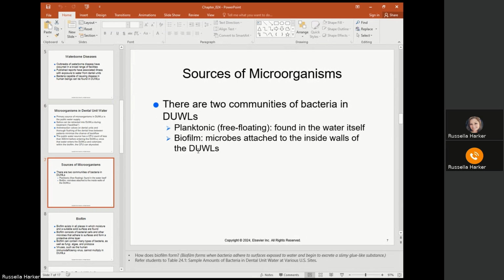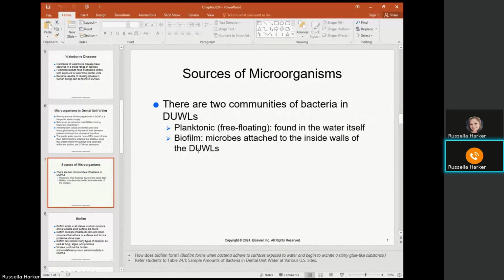So there are two communities of bacteria in the dental unit water lines. The two different kinds are planktonic, which is a free-floating bacteria. It is actually found in the water itself. So if you were to look at water and you can see the slimy stuff floating on the water, that is planktonic or free-floating bacteria. The biofilm microbes attach to the inside walls of the dental unit water lines. So those are the two different kinds.